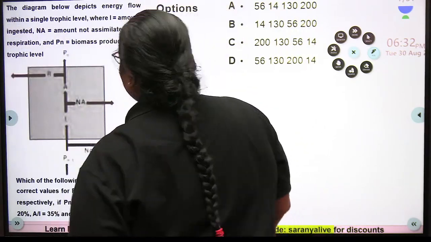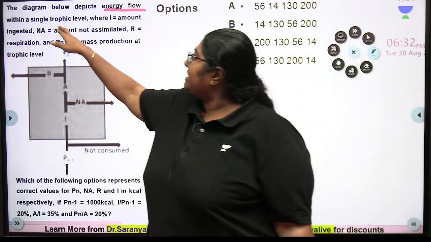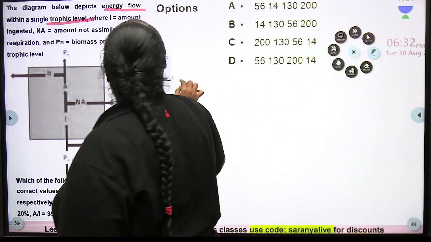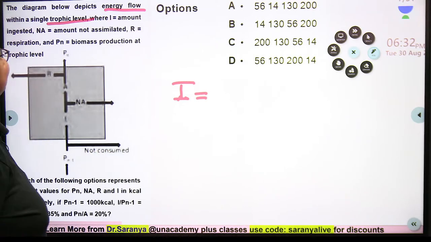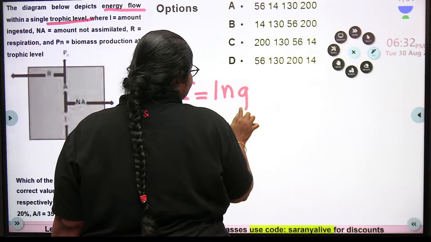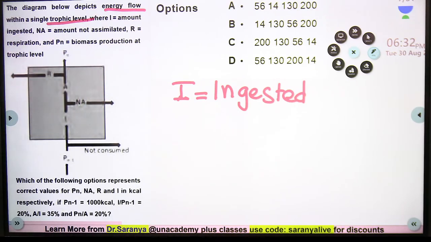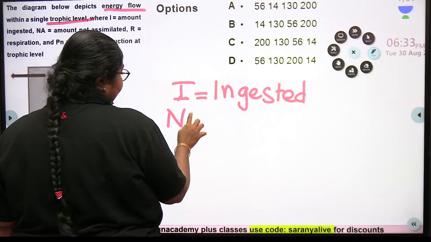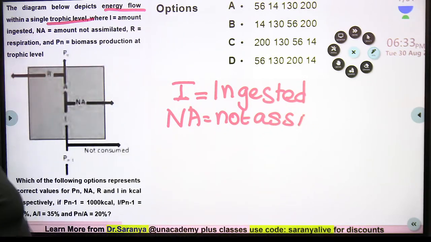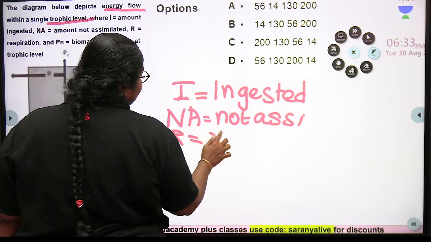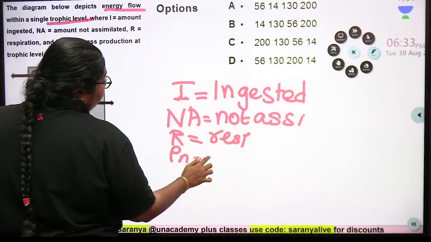Fantastic. Right, so see this question. The diagram below is depicting the energy flow within a single trophic level, where I, what is I? We could have done this in the Plus class. Plus students, you could have noted this. I is the ingested, that means it is not at all assimilated. Assimilated, digested, we have done this totally, right? The same question is only coming. And then R is for the respiration. PN is going to be the biomass.